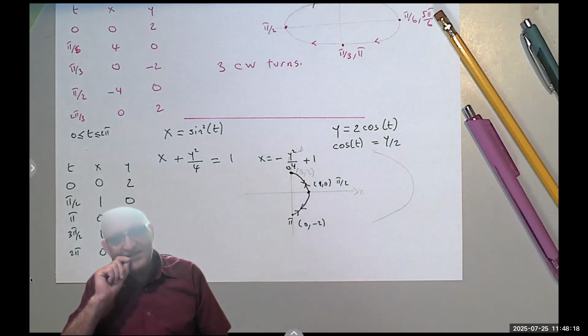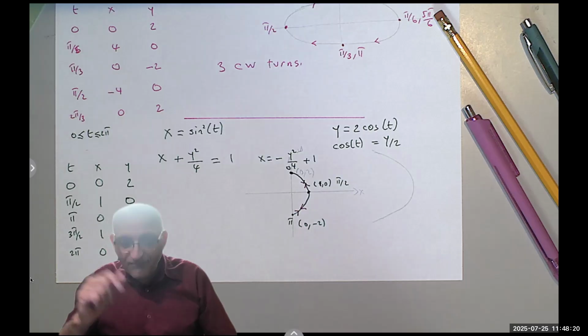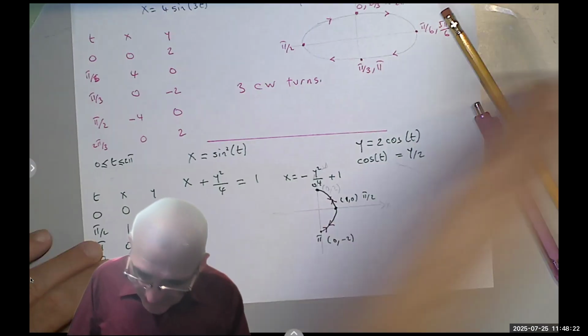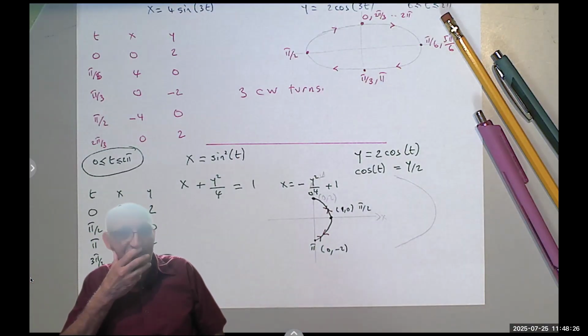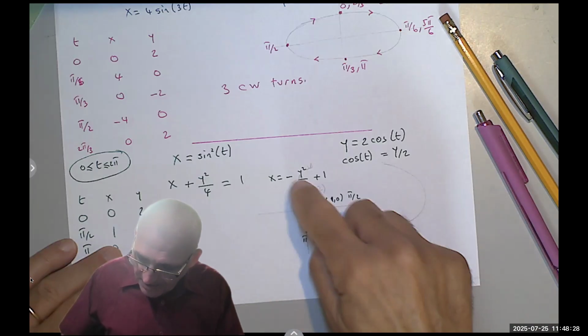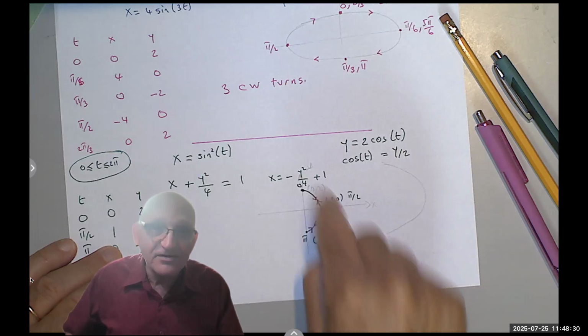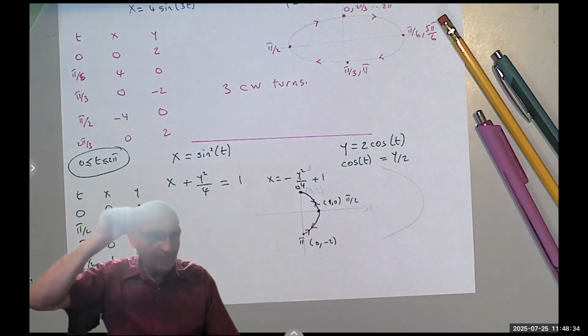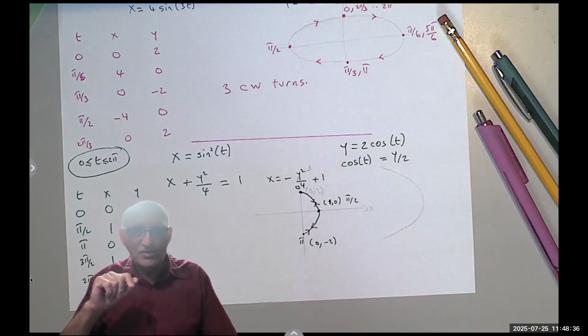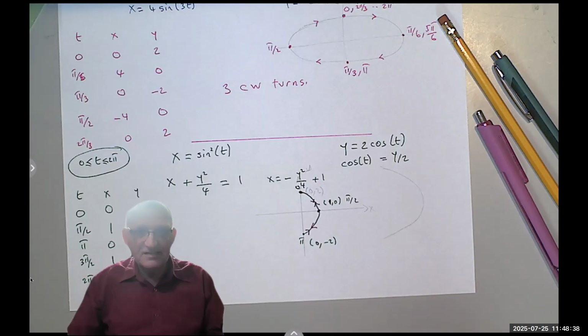That's a nice description. In fact, if I had not given you a limit on t, we would be going back and forth forever. So that's a motion along a parabola, a parabolic motion that goes back and forth indefinitely.